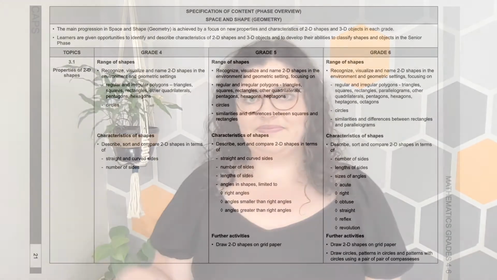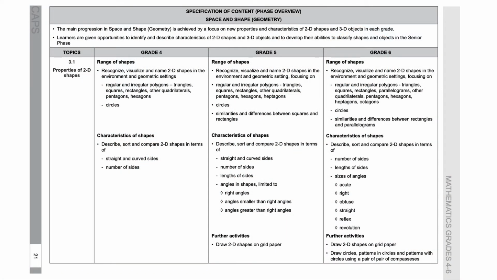So let's have a look at what CAPS requires from us. Here we have the CAPS document for the intermediate phase, specifically looking at 2D shapes, and this is what our lesson series is going to tackle. The first of our lesson series will be in Adobe Spark Post, and that's going to focus on recognizing 2D shapes in photographs, which is an example of recognizing 2D shapes in the environment.